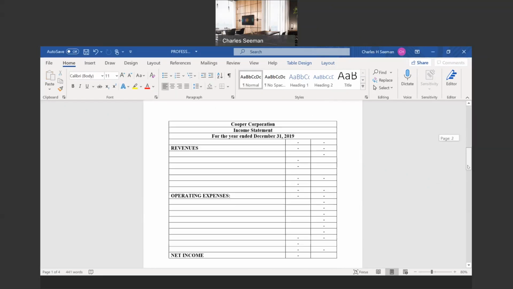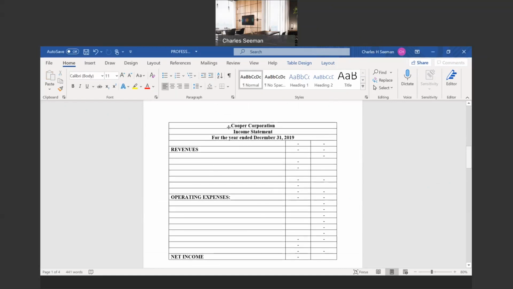First of all, we start off with an income statement. Remember I said that we have to have a heading in the income statement. So the company name has to be on top, then what it is, and for what period it's covering. Remember, the income statement is a flow statement. An income statement shows what happened over a period of time, in this case, 1 year. We also said that an income statement always starts with revenues.